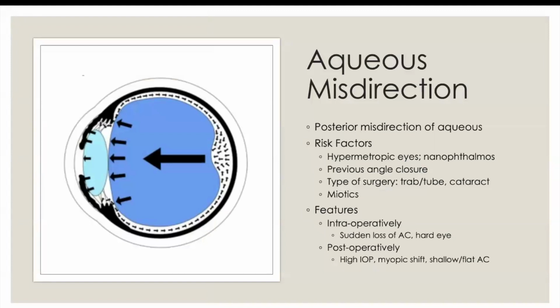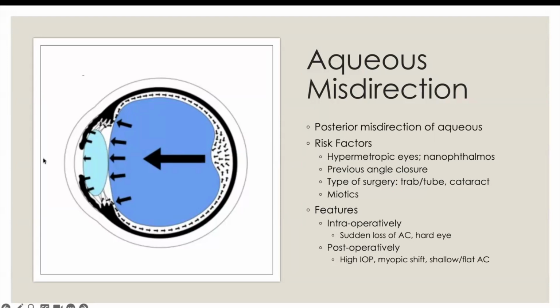So starting off with aqueous misdirection, essentially the idea here is that the ciliary body has shifted, and the aqueous is, rather than coming forward in front of the lens through the pupil and into the anterior chamber, actually being pushed backwards.